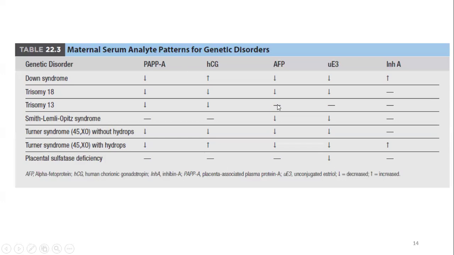So this table is very, very important. You have to understand this table, and you have to remember the pattern of various biochemical parameters, which help in detection of various genetic diseases.